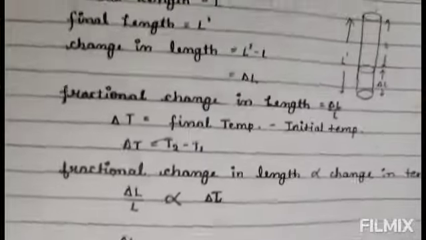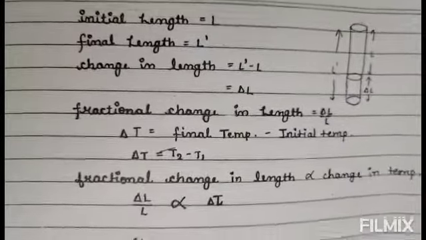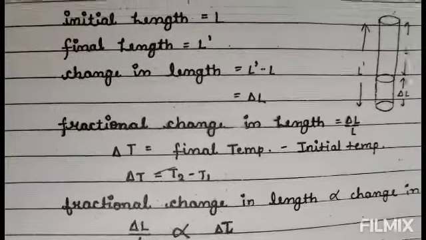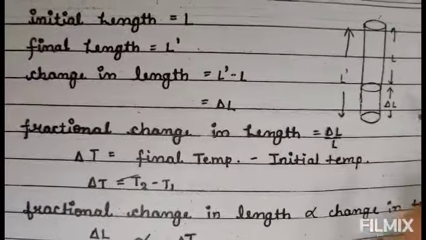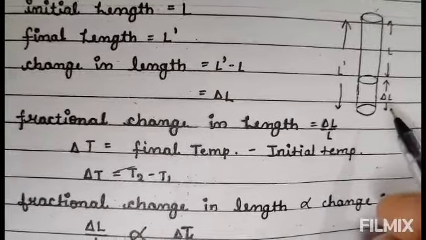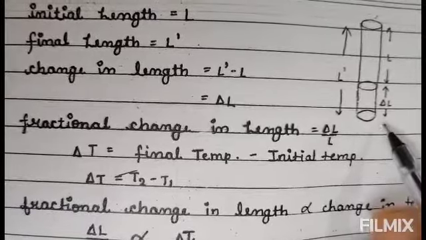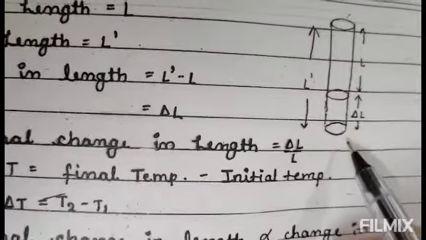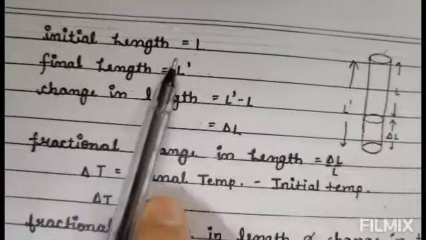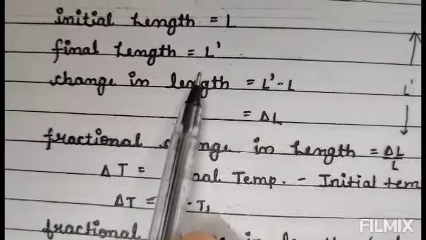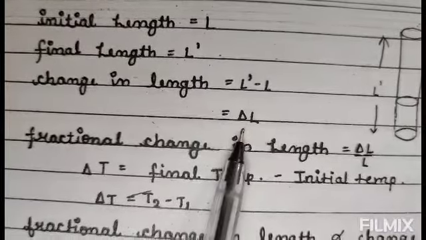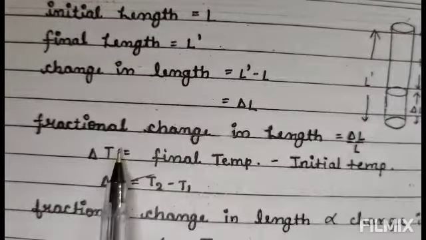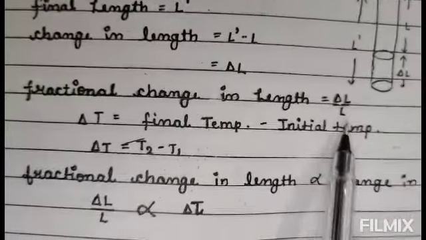So we can write this when thermal expansion is there in the form of linear expansion. That means if we are taking a thin rod, its radius or thickness is very small in comparison to the length of the rod. In such a situation, when we are giving temperature to this rod, the increment in length would be there. Suppose the initial length of the rod is L and the final length is L dash. So the change in length is L dash minus L, which we will write as del L. Fractional change in length is del L upon L.